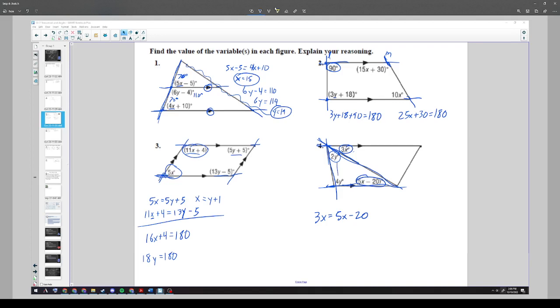We could add all three of these angles to make 180 because they're a triangle. Or we could say, now that we know, let's go ahead and find x in this case. So 2x equals 20, x equals 10. So I could plug that in and find this angle to be 30 degrees.